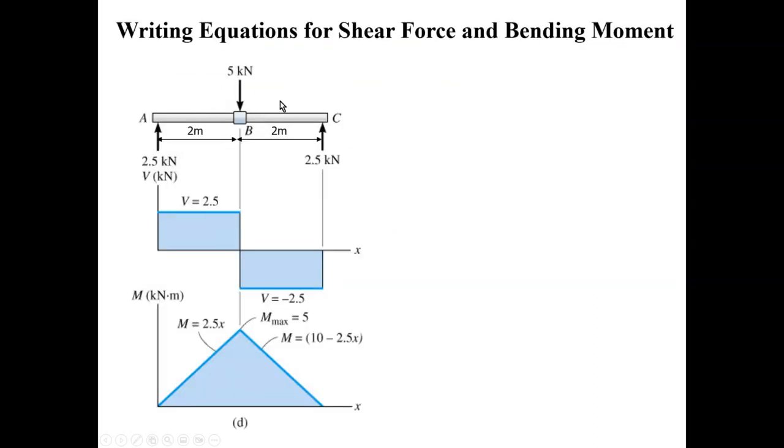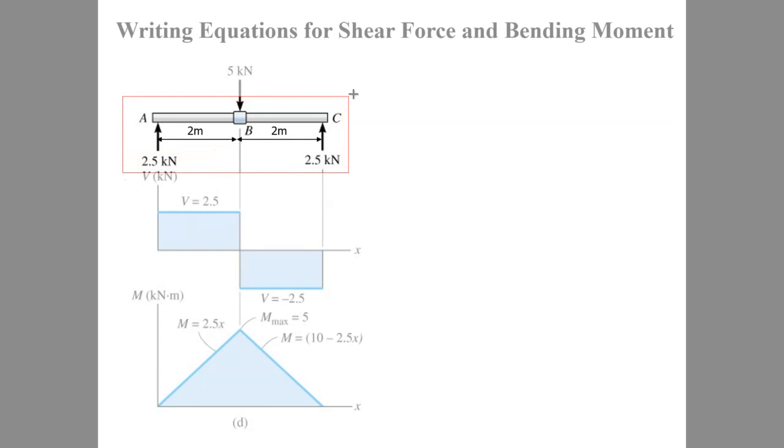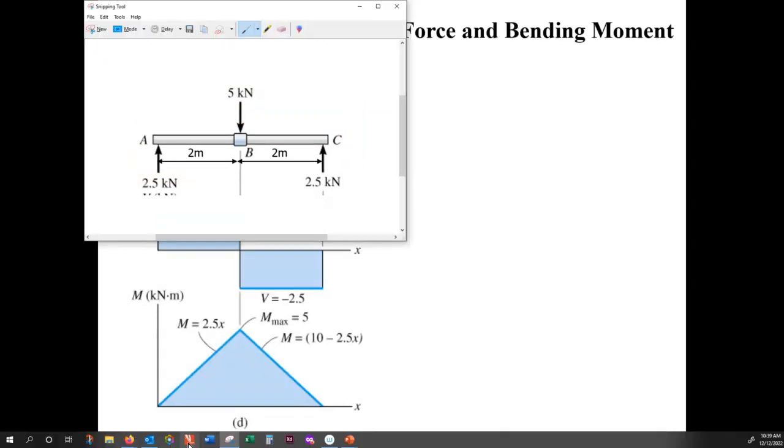Actually, once you have a beam, all you have to start with is to find out W of X. Once you find W of X, from W of X you can find V of X, and from V of X you can find M of X. We go through this with examples. Let's get started with this very simple example. I'm just grabbing a snapshot from this problem, and then let me bring that into the annotation page.